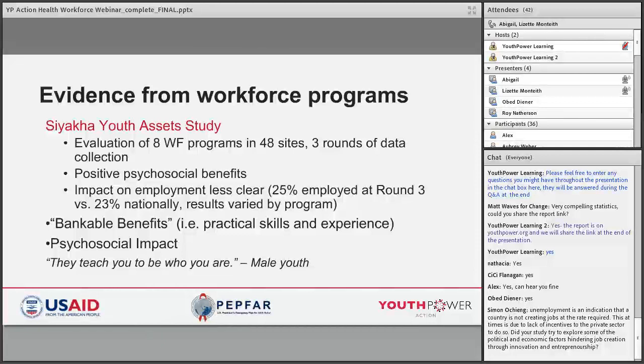And just to further support this, our assessment team spoke to stakeholders from the Centre for Social Development at the University of Johannesburg who had undertaken a youth asset study, and this study evaluated 8 workforce programs in 48 sites. It was a very similar study to ours, a lot more in-depth, and their results were similar. So they indicated positive psychosocial benefits, however, impact on employment was less clear.